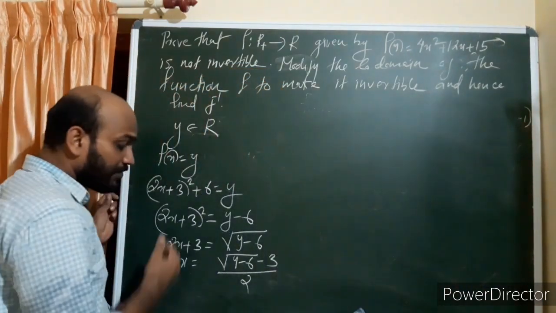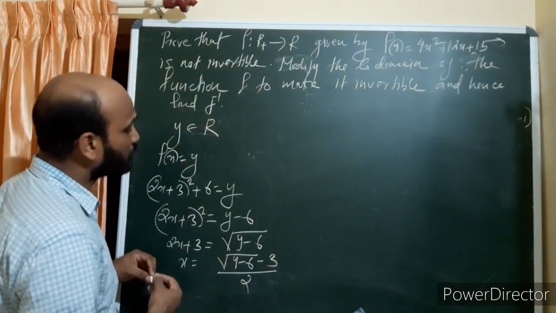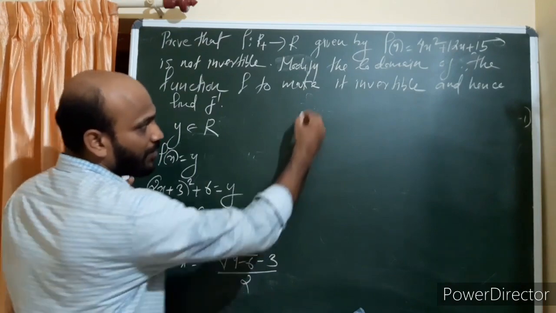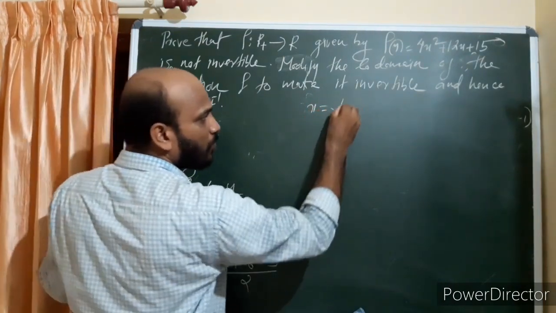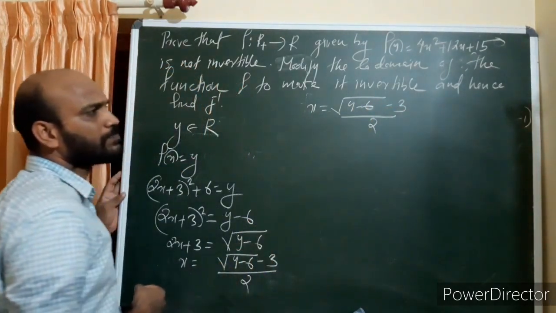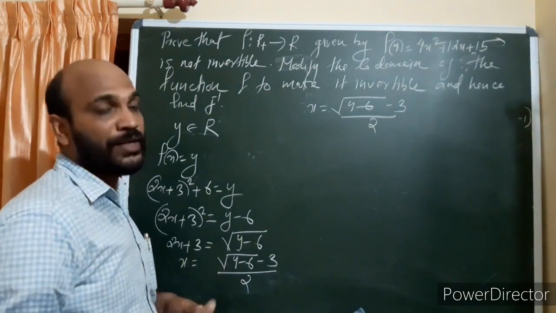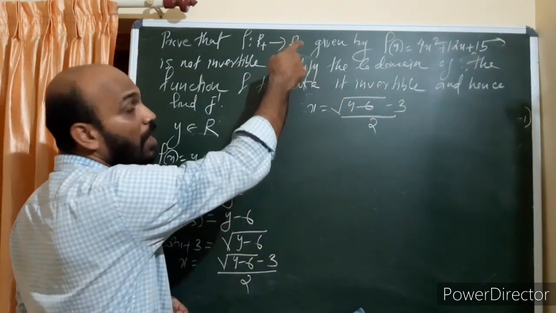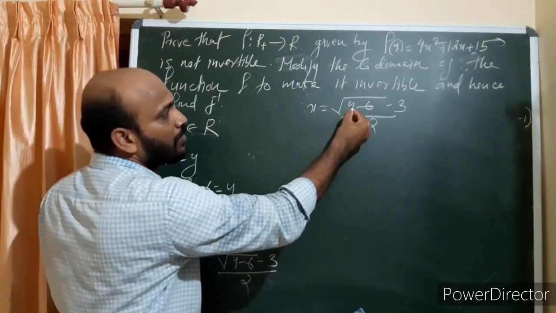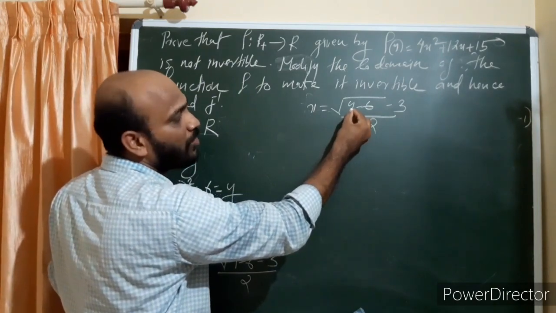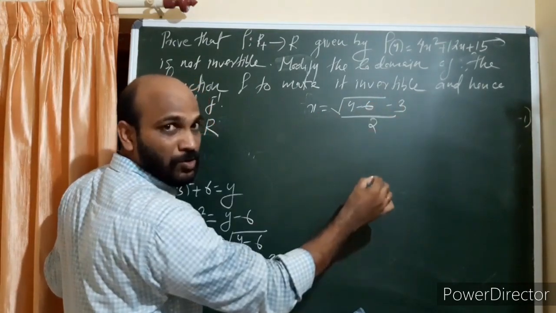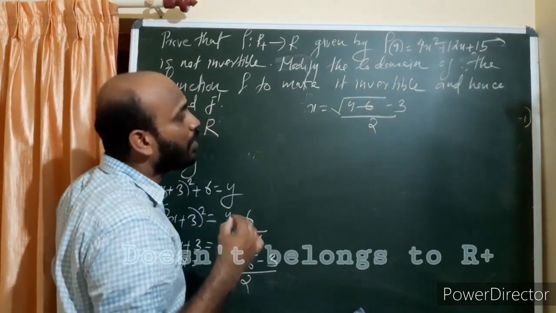Now we have to verify whether this x is defined and belongs to the domain for every y. I'll write x once again: x equals (root of (y minus 6) minus 3) by 2. Is it defined for all y? y belongs to R, so y can be any real number. If we take y equal to 6, what will happen? This will become root of 0, which is 0. x will be minus 3 by 2. Minus 3 by 2 does not belong to R.